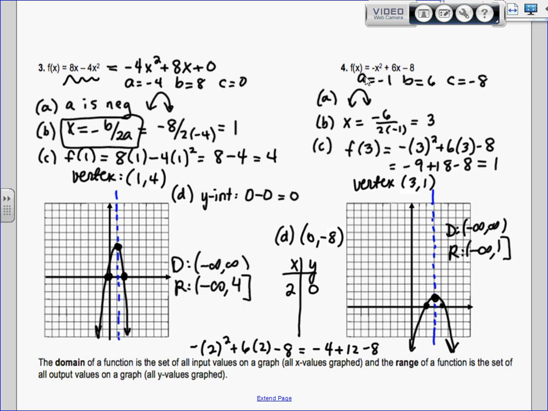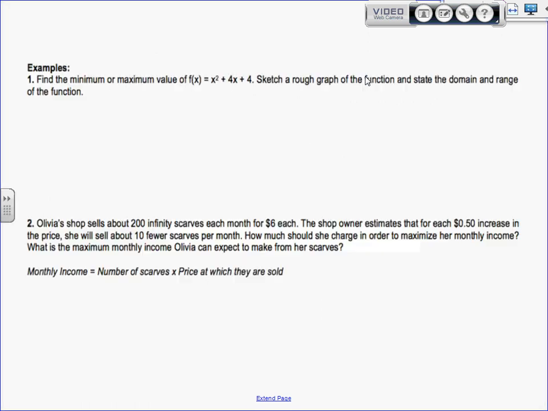You could have lots of story problems that say, find the maximum profit for this equation, or find the maximum cost. It's just doing the negative b over 2a thing still. So number 1 says, find the minimum or maximum value of f of x equals x squared plus 4x plus 4. In this example, A is positive, so that means it opens upwards, so there will be a minimum. We want to find that minimum value.